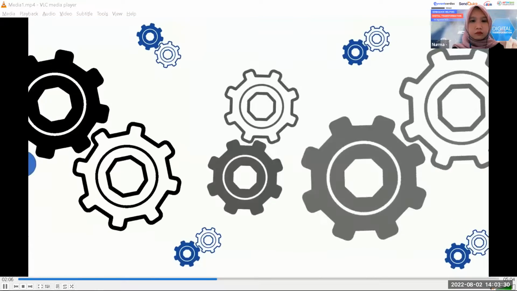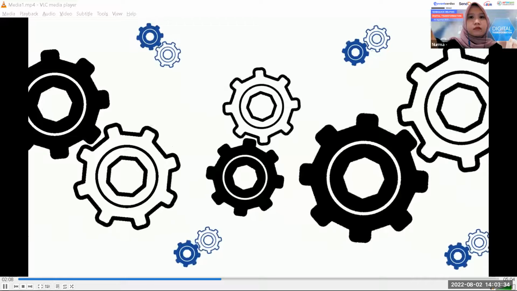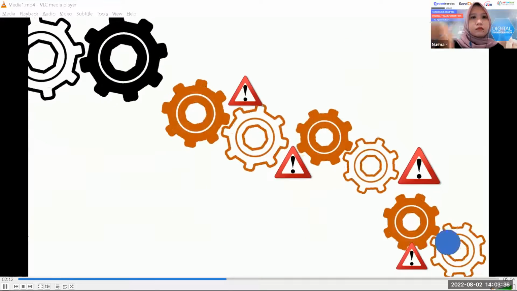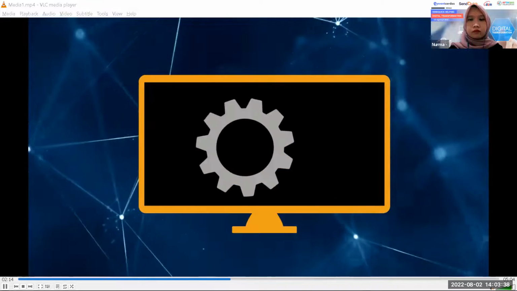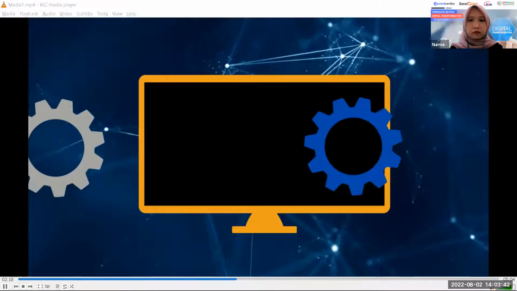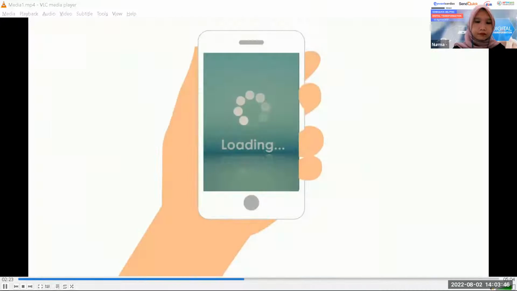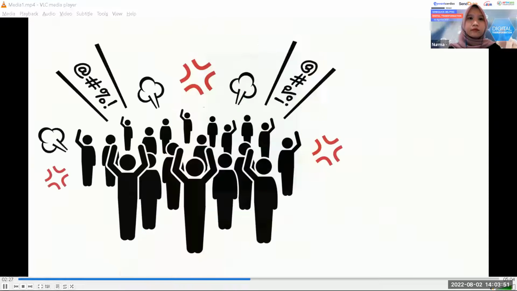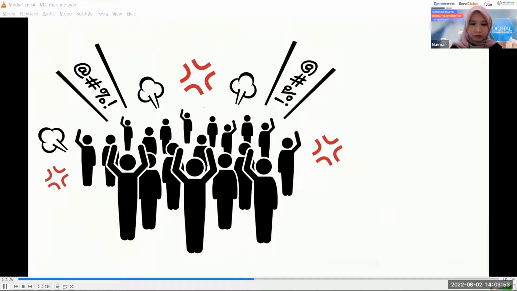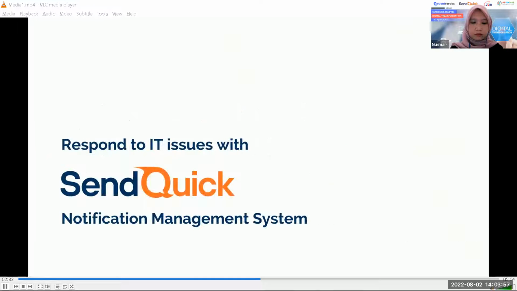Systems and applications are the engines of today's business, and in this digital world, application trouble equals business trouble. That's why organizations need to monitor and visualize the performance of applications to ensure everything goes smoothly. And when there is an error, that's when trouble happens. Users are increasingly intolerant of slow performance. Delays of seconds can result in lost business, angry customers, and damage to the brand.